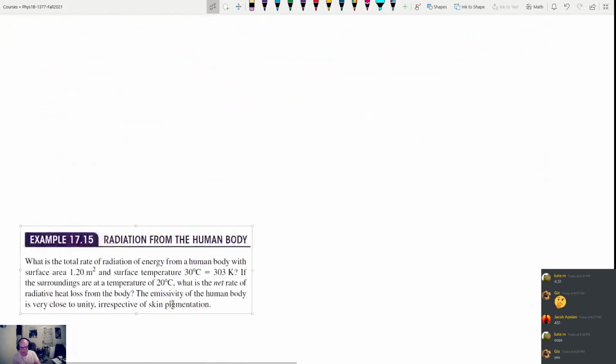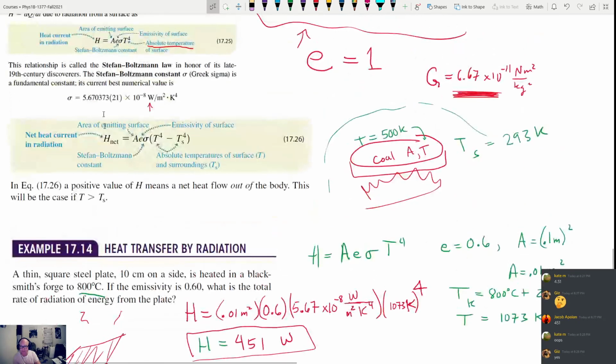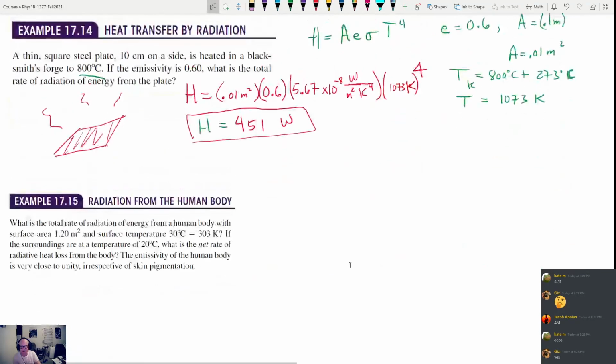Okay. Now, next thing: radiation from the human body. This is the one where we're going to use the second equation here. So let's write it down. The second equation is basically H is equal to A E sigma, and then here we put the temperature of the object to the 4th power minus the temperature of the surroundings to the 4th power.